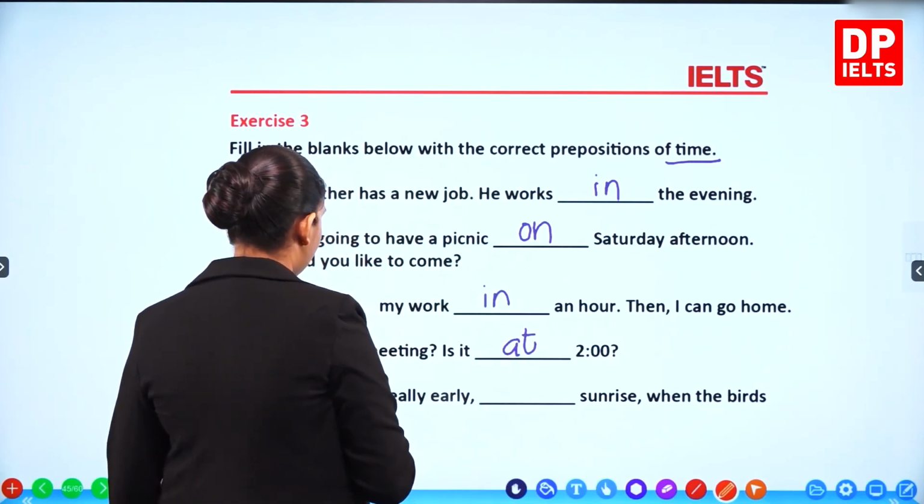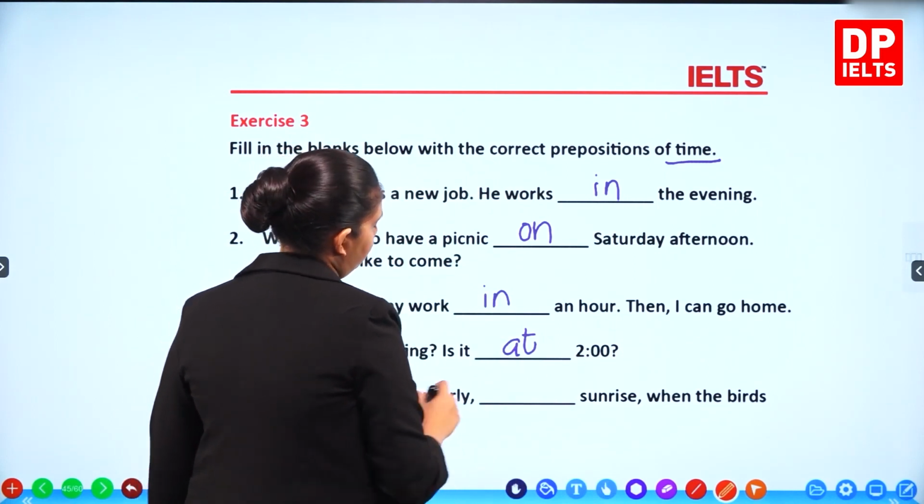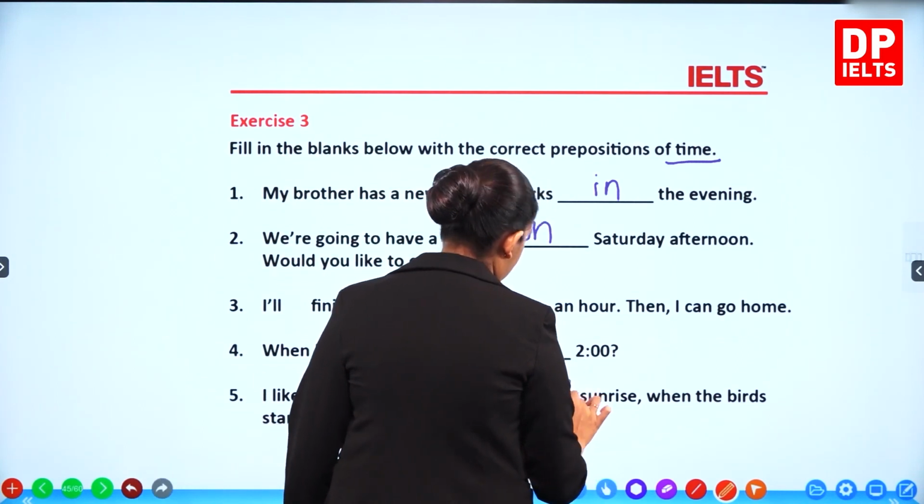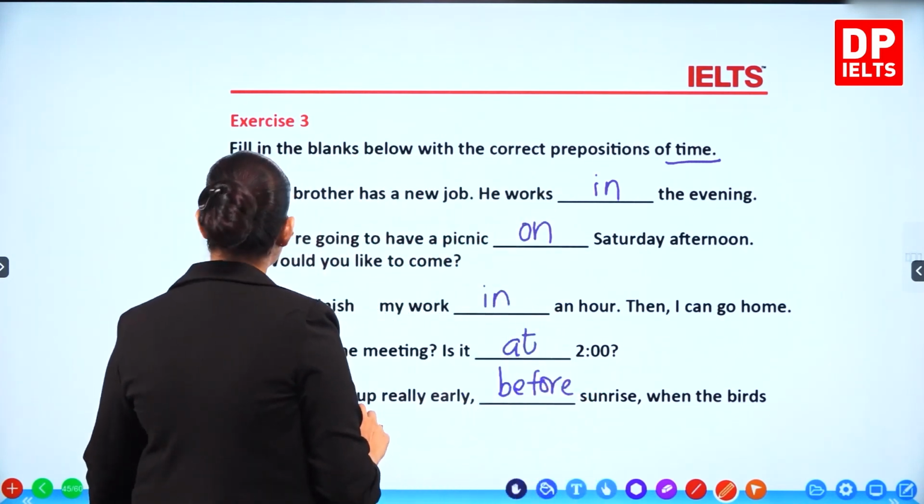I like to get up really early before sunrise when the birds start to sing.